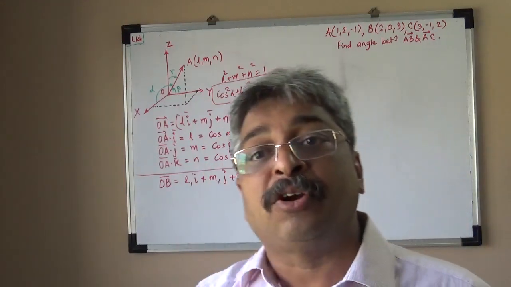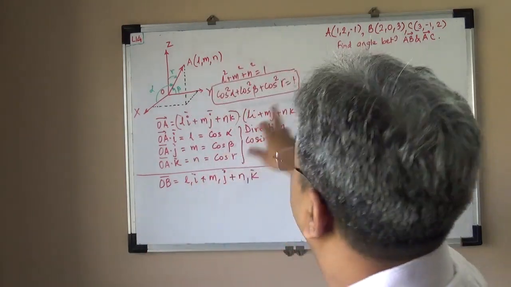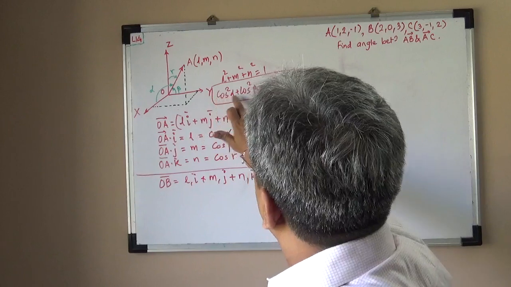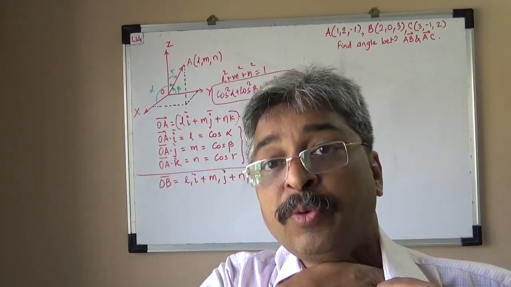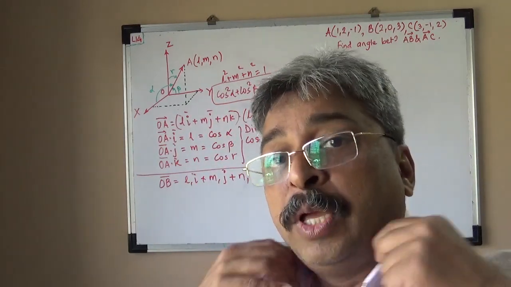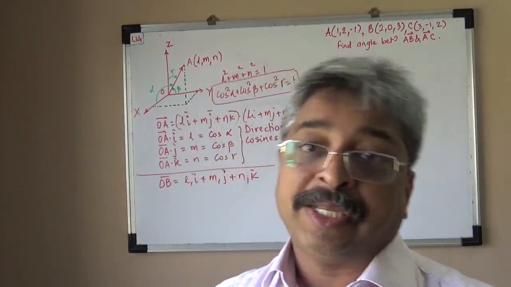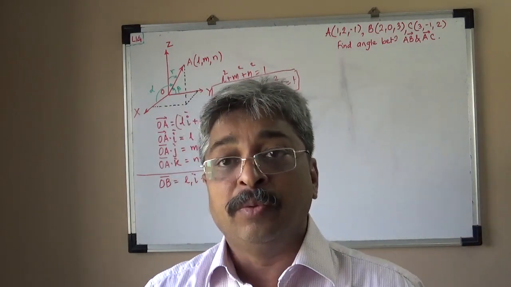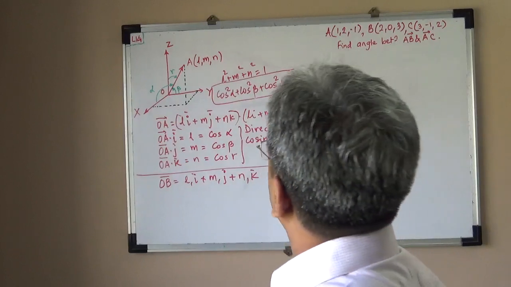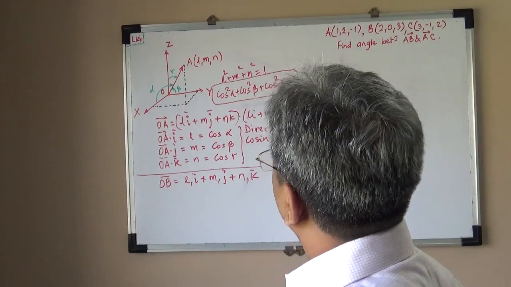All three cannot be simultaneously changed, and therefore this identity is important. You have degree of freedom 2, so you can actually change two angles and automatically the third angle will be fixed, because cos square alpha plus cos square beta plus cos square gamma is going to be equal to 1.